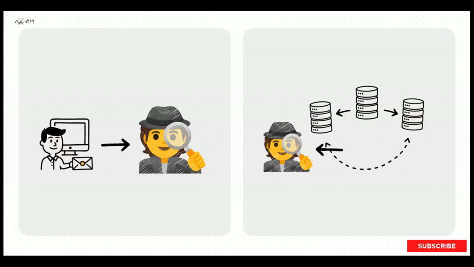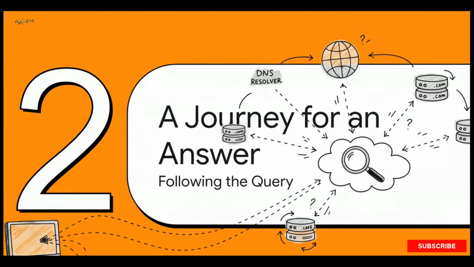But then behind the scenes, you have the iterative query. This is how the DNS servers talk to each other. It's way more collaborative. It's like asking, hey, I'm looking for this thing. You got it? No? Okay. Well, who should I ask next?